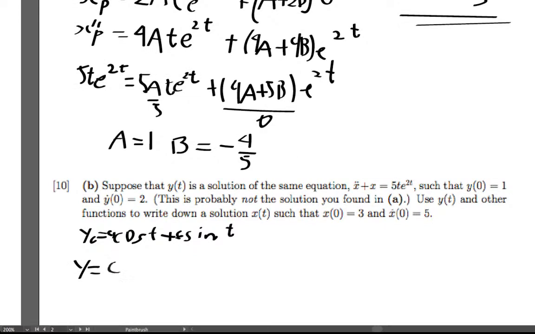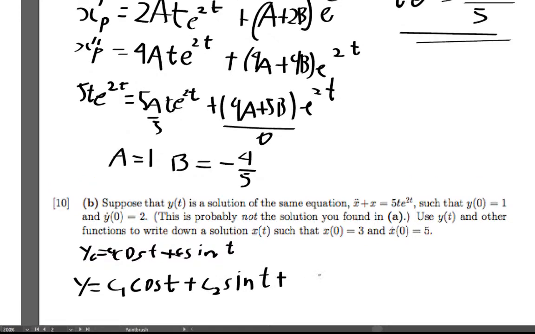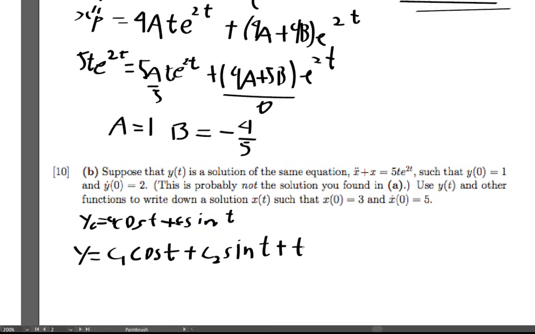So that would be c1 cosine t plus c2 sine t plus t e to the power of 2t, subtract this by 4 e to the power of 2t over 5. Okay.